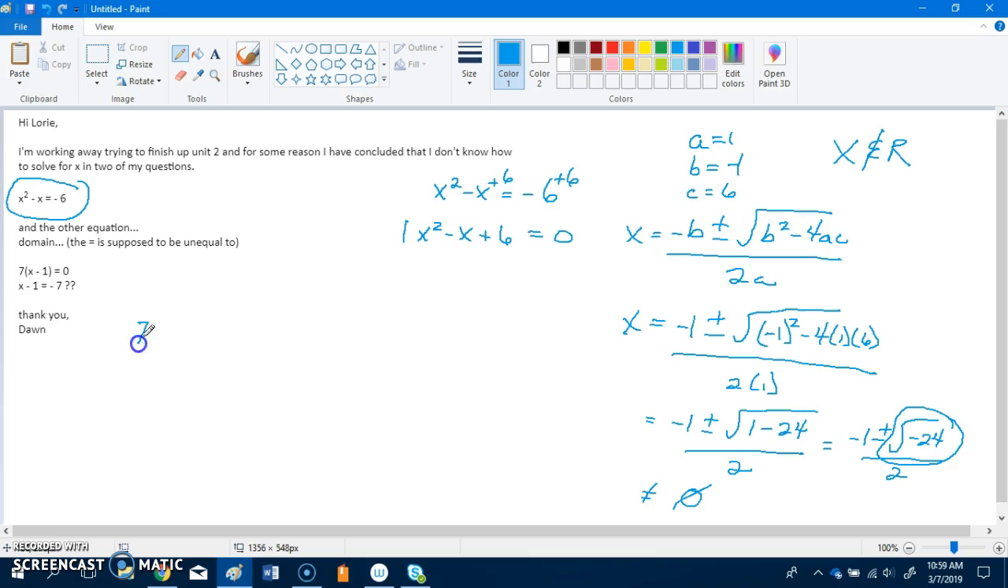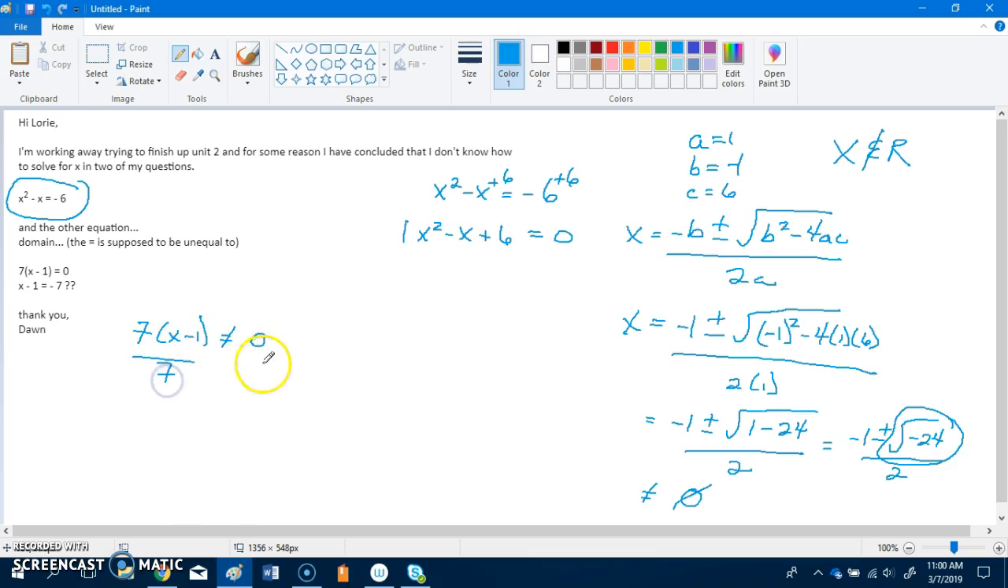And then for this one, you said you have 7x minus 1 is not equal to 0. So in other words, you're trying to figure out what values of x the domain can't be, because then you'll get an undefined answer. So what you do in this case is you're going to solve for x. Just pretend that this not equal sign is an equal sign.